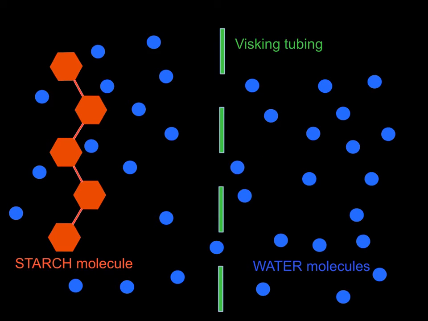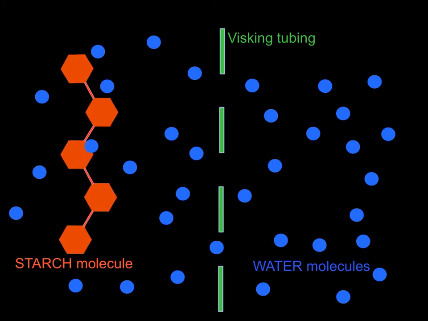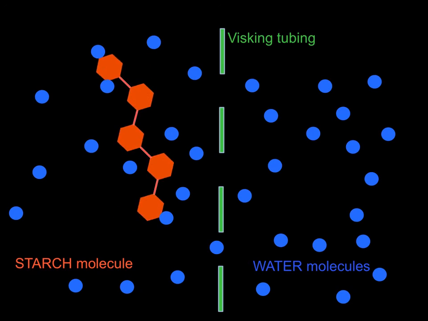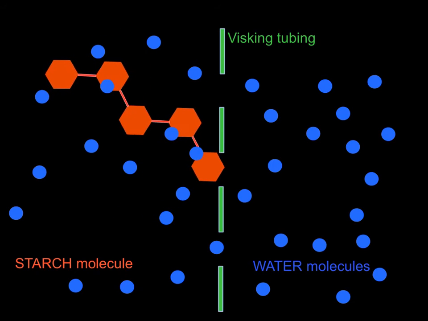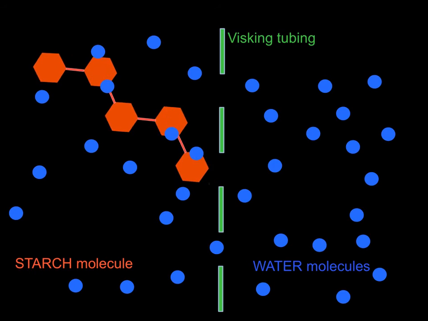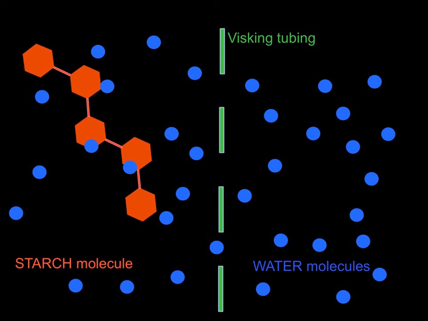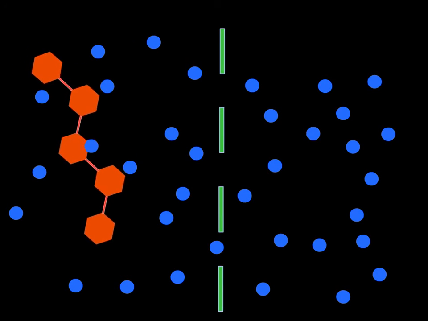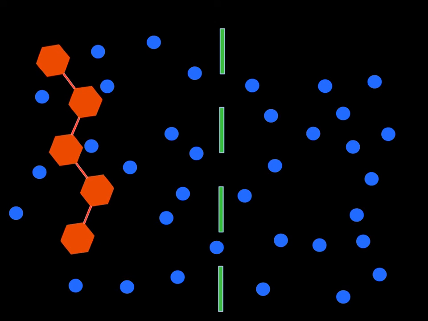Because of this, whilst the water molecules can still pass from one side to the other of the Visking tubing, as shown here, the starch molecule, however, is too big to fit through. And it doesn't matter which way around we do it, it can't get through. What this means is that however long you leave this, the starch molecules can't get through and they have to stay on one side of the membrane.